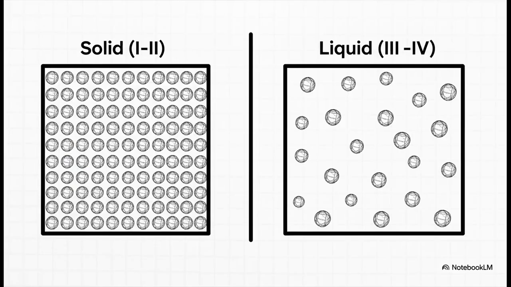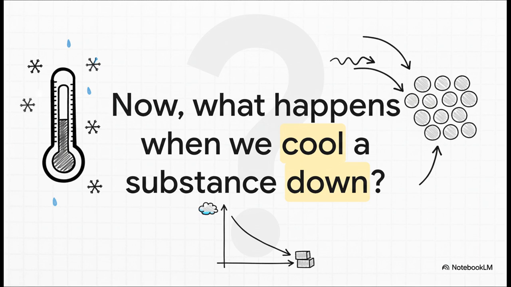You know what's really cool is that this graph tells us even more. It gives us clues about something like density. Think about it. In that first phase, 1 to 2, the particles are packed in tight as a solid. But in the liquid phase, 3 to 4, they've broken free and are sliding around. They've spread out a bit. And what does that mean? It means for most things, the liquid form is actually less dense than the solid form. Pretty neat, huh? So that's what happens when we add heat.